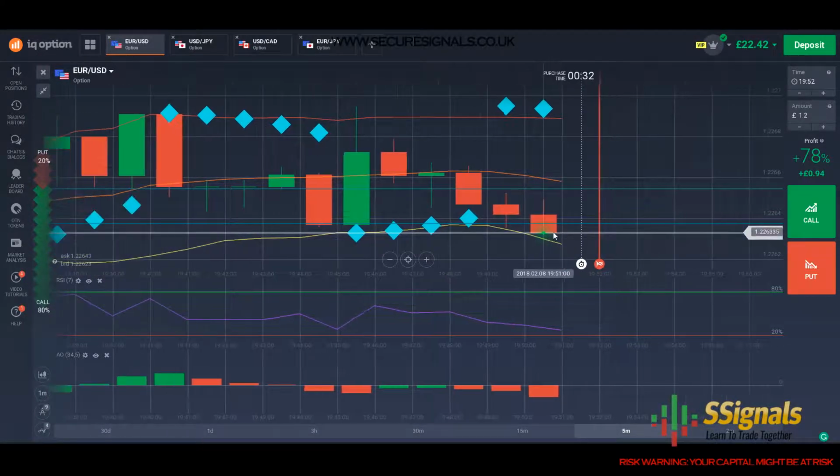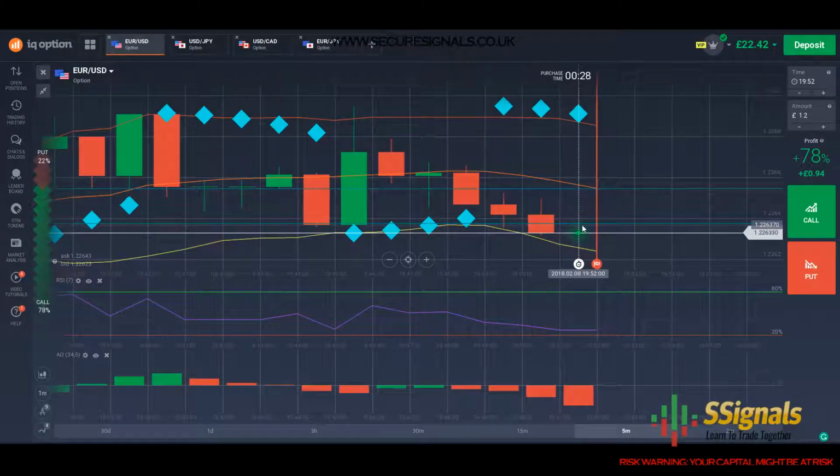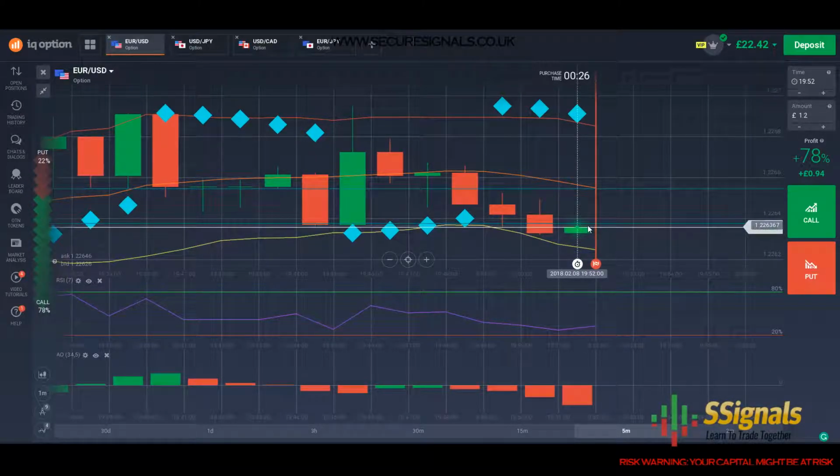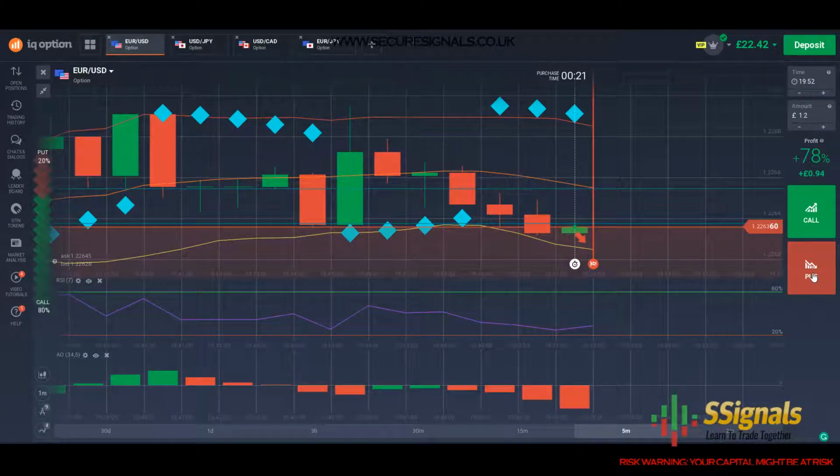Oh, okay, is it? Basically, that's a full body close. So I just want a little retest up to here, and I'm going to enter a put for 1 minute, for £1.20 for 1 minute 19.52.